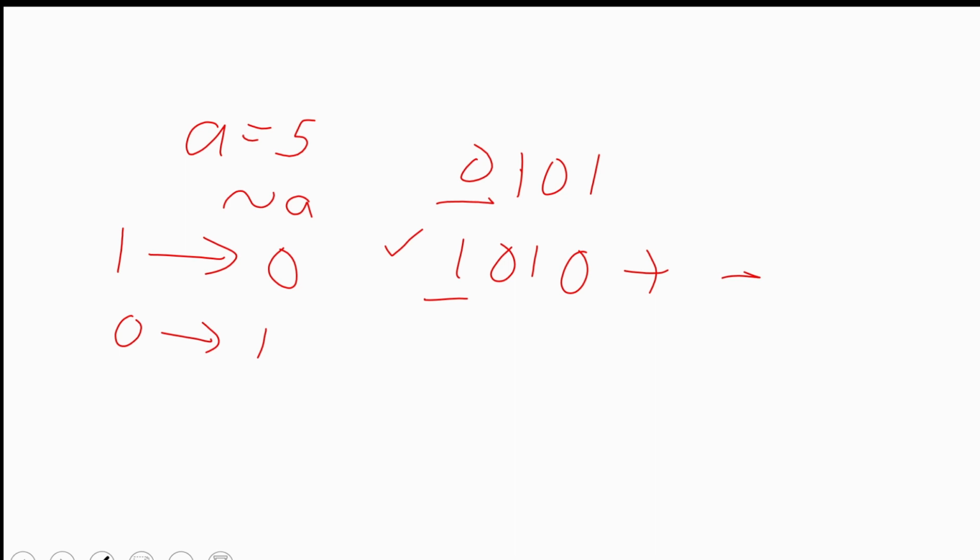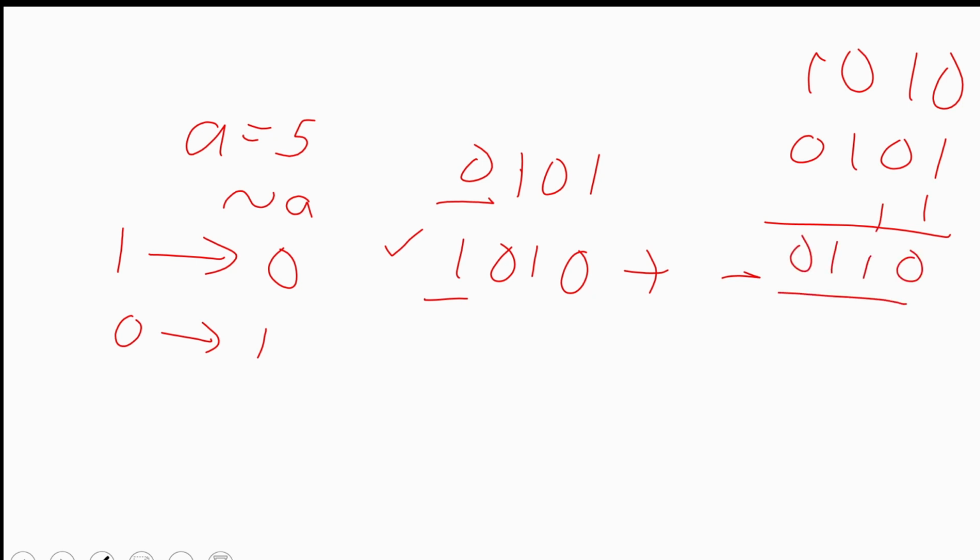Okay. So, if you find the 2's complement for 1010, what will it be? First, you need to find the 1's complement. So, you will get 0101 and then you need to add 1 to it. You get 1 and 1, sum will be 0, carry will be 1. So, you will get 0110. So, 0110, if you convert into a decimal number, you will get 6. So, you can say the result will be minus 6.